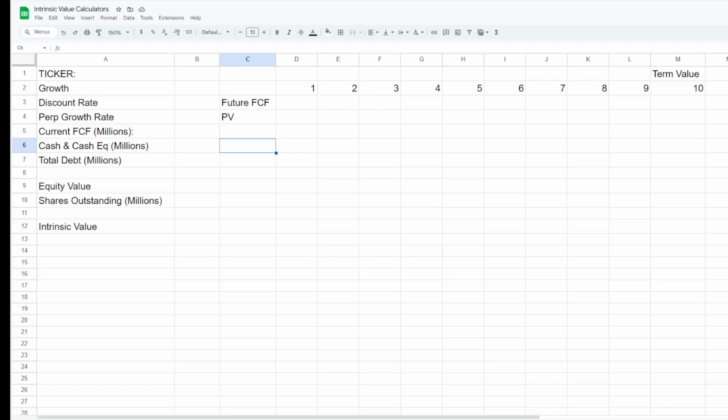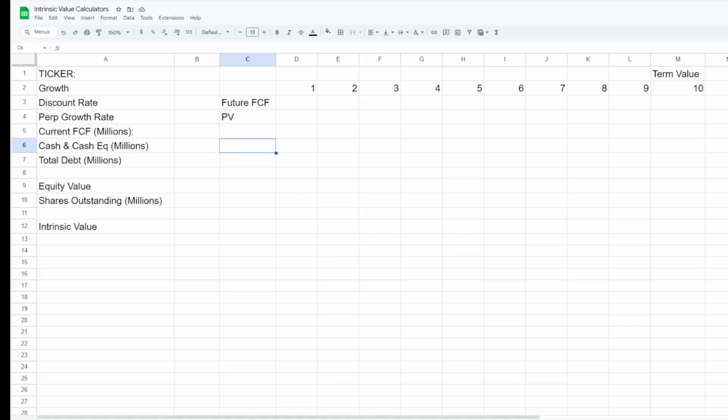All right, so we're going to take a break from looking at individual companies and ranking them and scoring them. And we're going to put another tool in our investing toolbox. We're going to do a third intrinsic value calculator known as the discounted cash flow. This is arguably one of the most popular and sought after intrinsic value calculators.